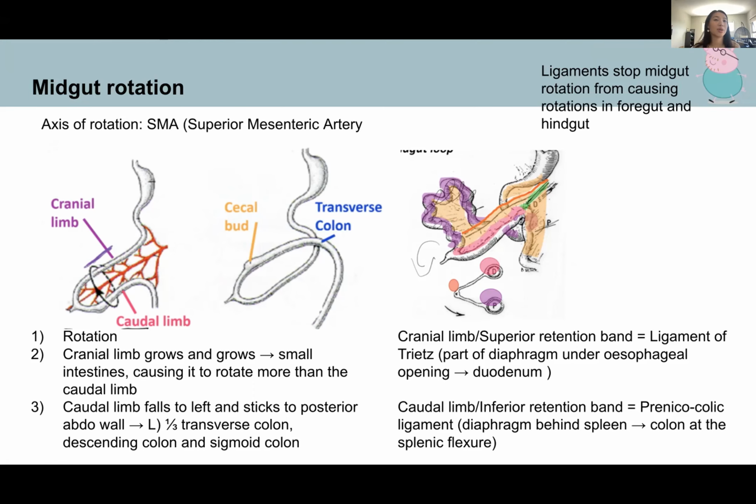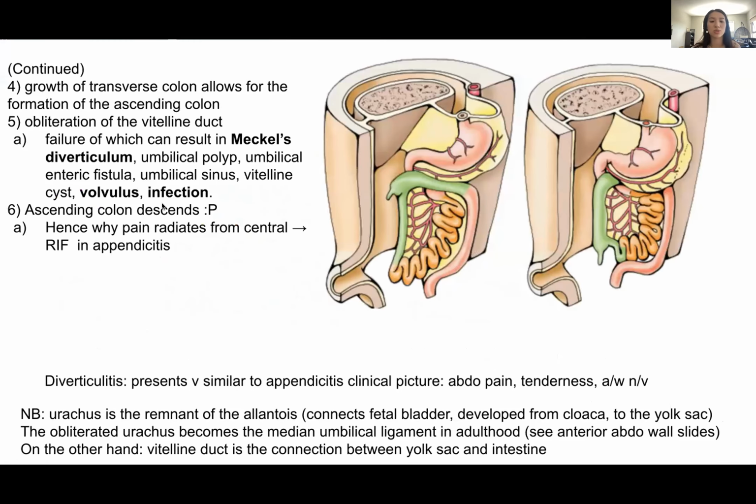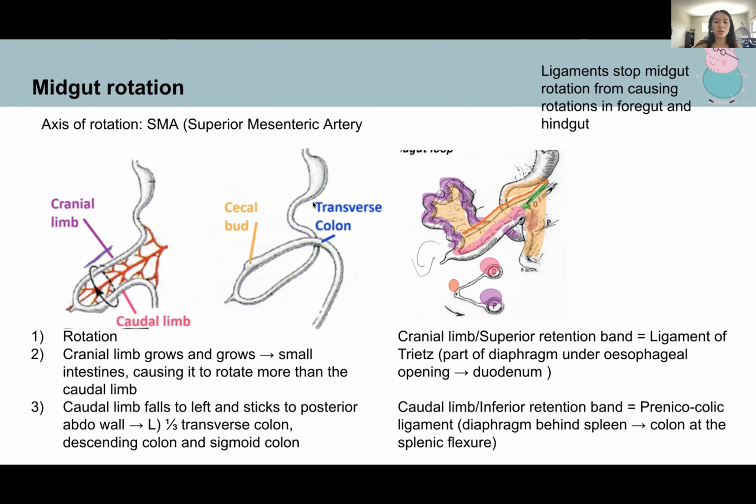And then it goes all the way and attached down to your duodenum. Okay, so this cranial limb here, it should be pretty much coming from here. And then the caudal limb, or the one that's attached to the caudal limb, is called the inferior retention band, or the phrenicocholic ligament. And that is where it goes from the diaphragm again to the splenic flexure. So it just keeps it in place so that it just rotates together.